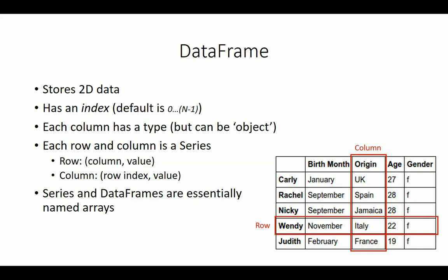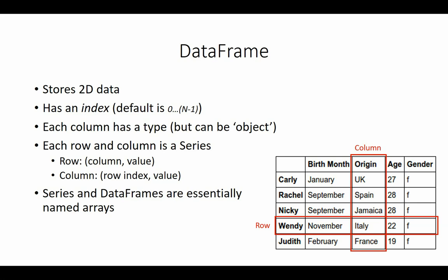If you want, for example, to access a row, you will get a series whose values are just the values of this row, and the index in this case will be the column name. So you will get a series which maps each column name to the appropriate value of this row. Likewise, if you access a column, for example, if you take the origin column, you again will get a series, but this time it maps each row index to the appropriate value. So we will have Rachel mapping to Spain and Nikki mapping to Jamaica, and so on. Is it clear?